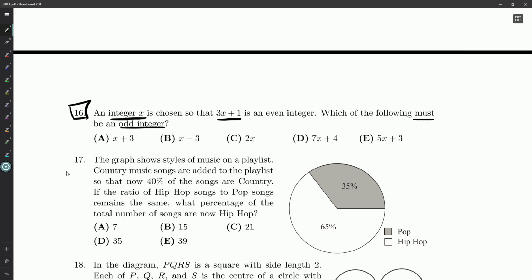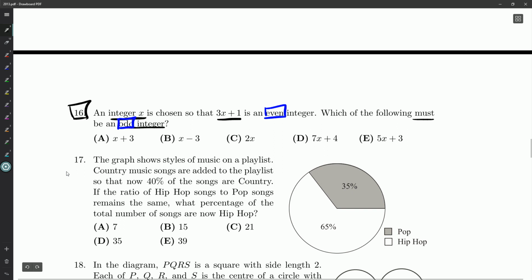When we look at this question, yes, they're talking about integers, but the primary thing they're focusing on is odds and evens. 3x plus 1 is even. Which of the following expressions, they're all involving x, must be odd? Now, there are sort of two approaches you could take for something like this.